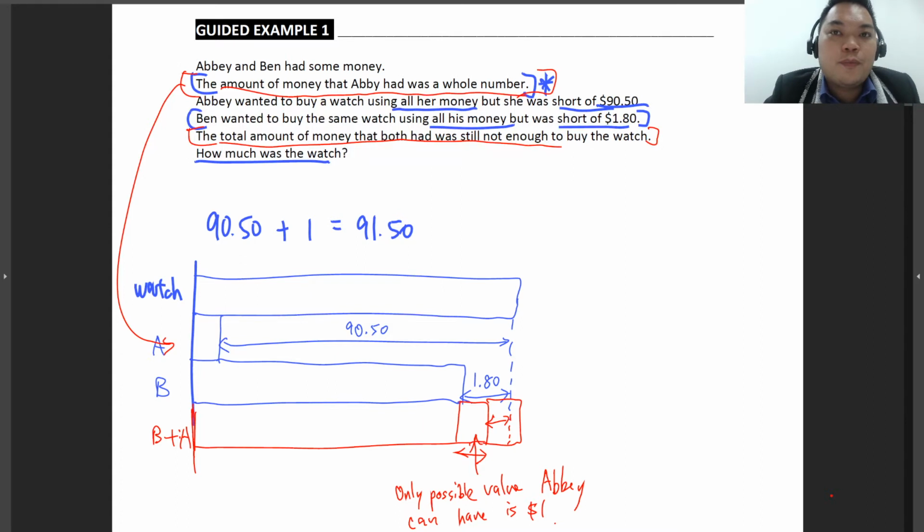True? But could there be like any other combinations? Okay, Kian, that's a good question. You can try out. If this were to be 1, if I were to add $1 more here, I would have $2 already, and that would be enough to purchase the watch. Agree?